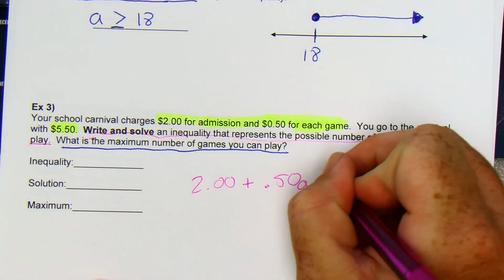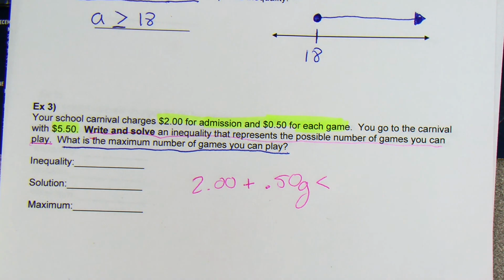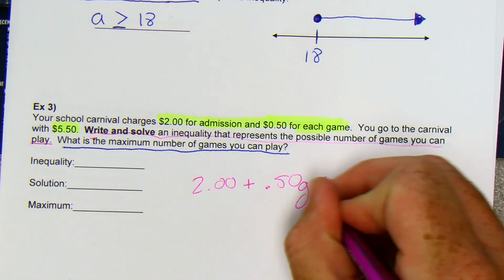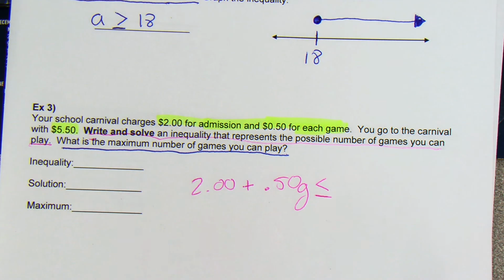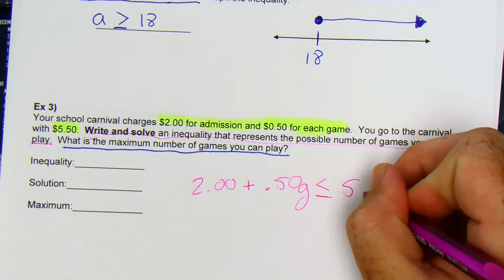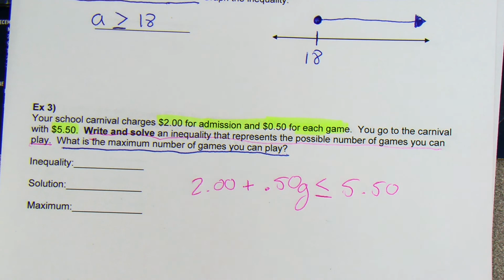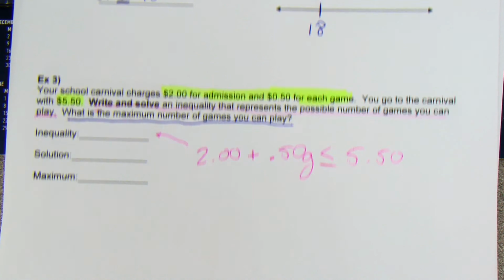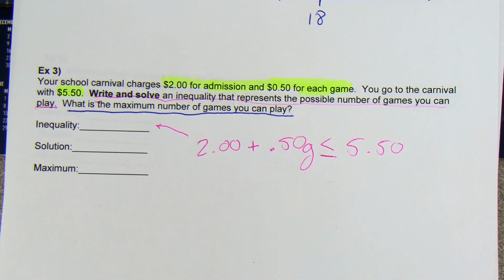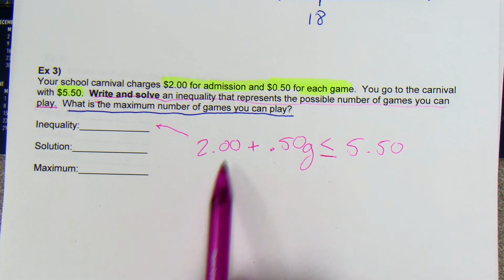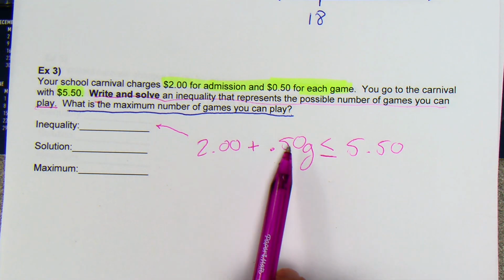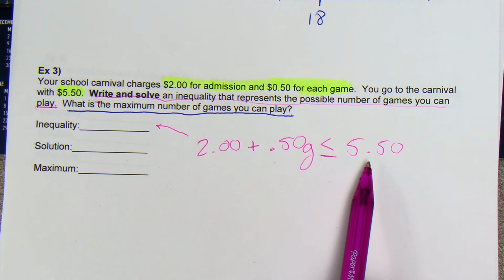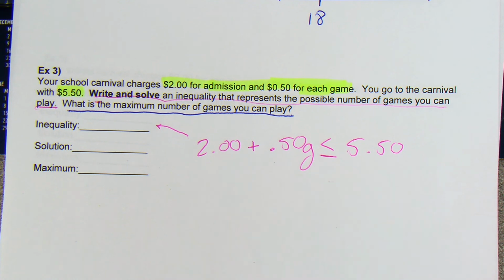So it's less than or equal to, because we can spend that exact amount, $5.50. This is our inequality right here, and I'm going to draw a line to that space because that's where it wants us to write our inequality. We have $2 for admission, 50 cents per game, and we cannot spend more than $5.50. This is the inequality we are going to solve. We need to get G by itself, because once we figure out what G is, that's the number of games that we can play.